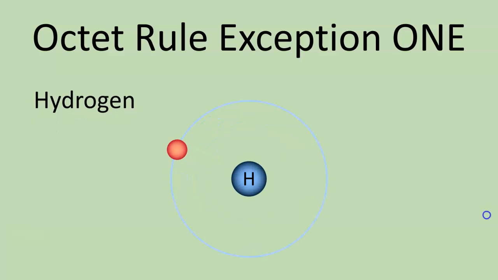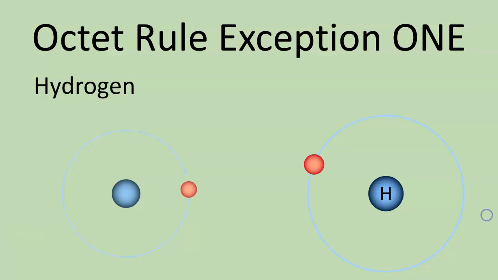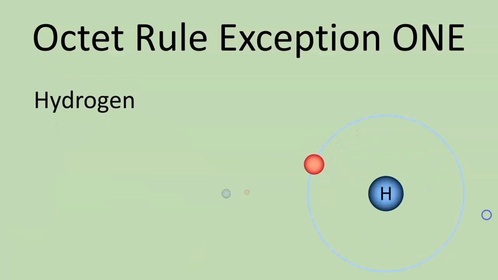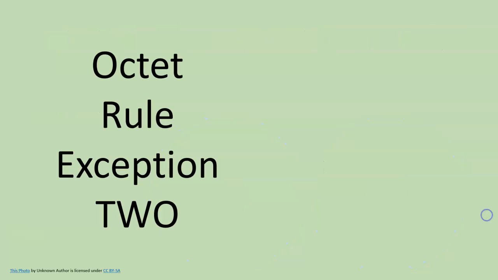So octet rule exception number 1, hydrogen. We have a hydrogen molecule. That hydrogen molecule only has 1 electron. It only needs 2 to complete its shell. So hydrogen is going to bond to itself or other atoms in order to find those 2 electrons. Both of these hydrogen atoms have 1 valence electron, but they come over and bond with each other, and that fills up that outer shell and makes hydrogen happy. So hydrogen is the first exception to the octet rule.